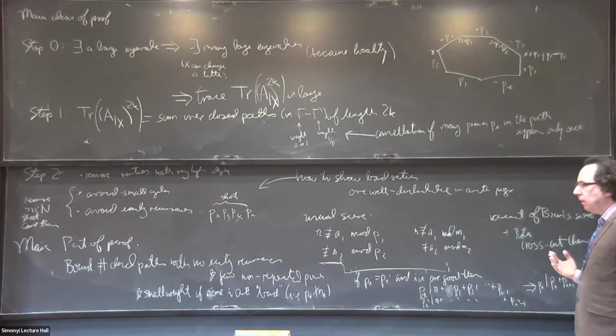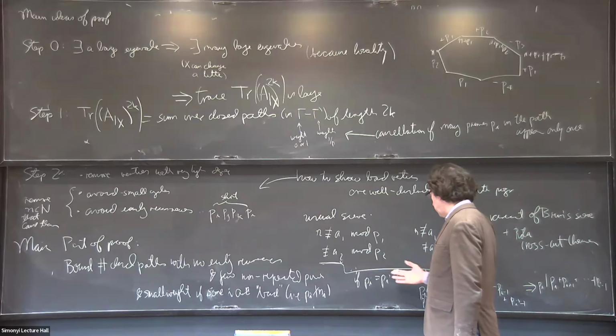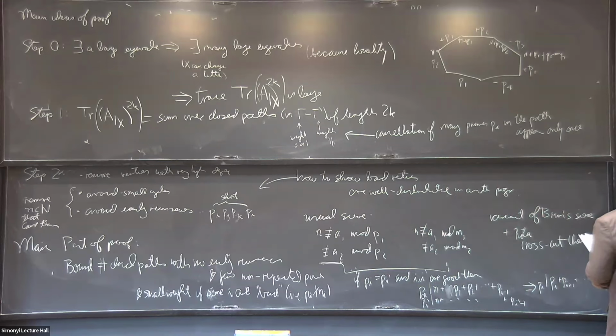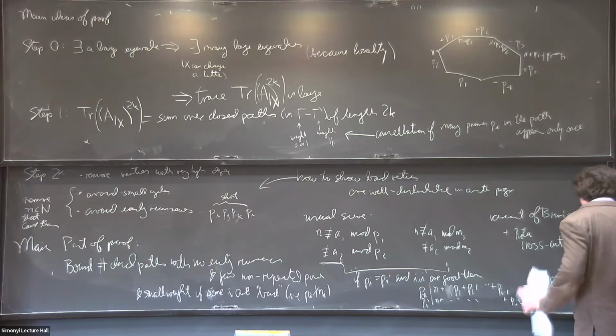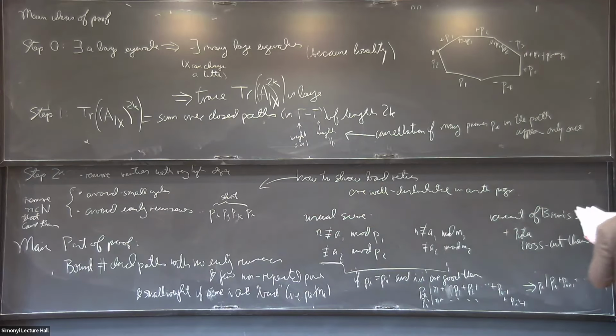So you're really counting closed paths which satisfy these divisibility relations. So how are you going to count them? So let's abstract things a bit. We will consider the shape of a walk, closed path, same thing. The shape of a closed path. What do I mean by the shape?